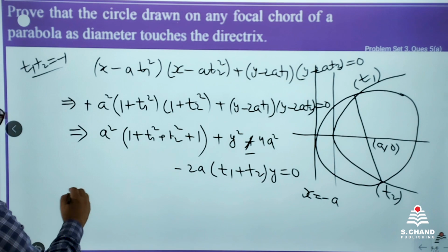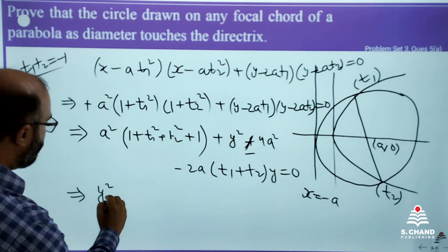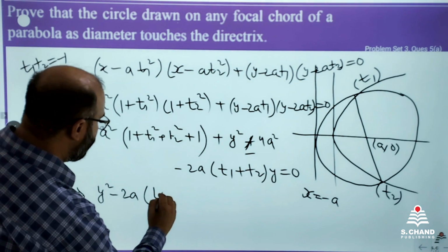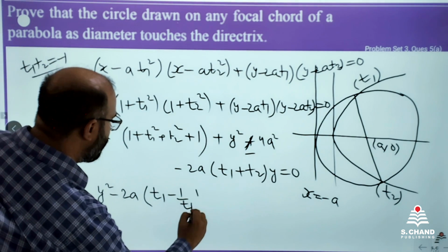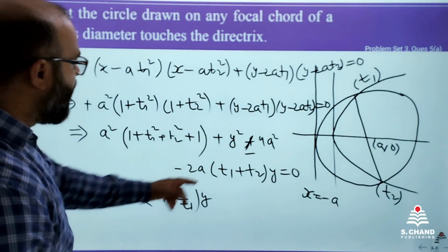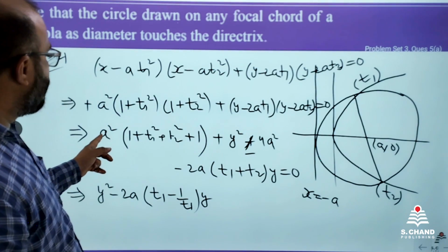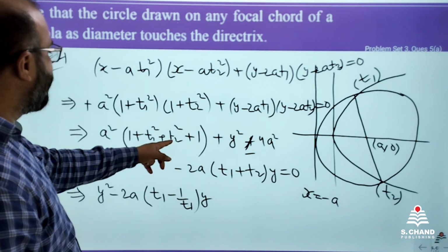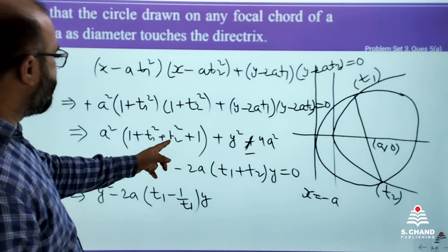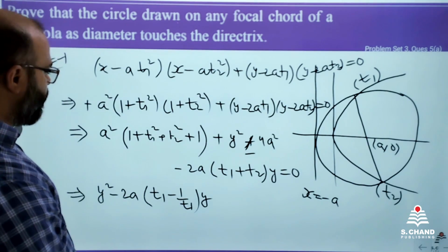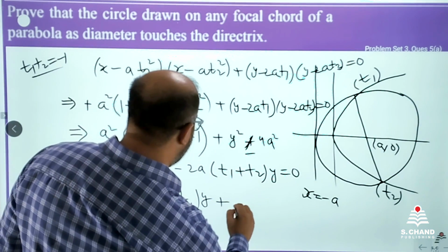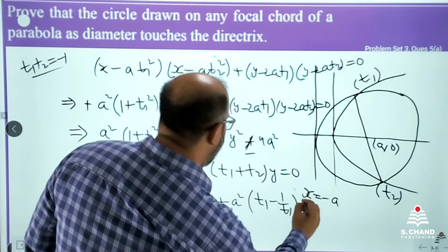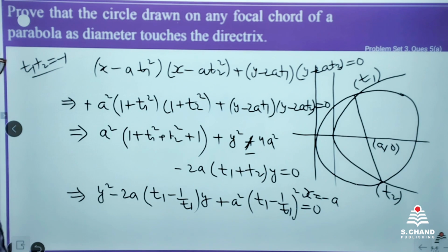Now we can write y square minus 2a(t1 minus 1 by t1) y, and then we have minus 4a square and then plus 2a square, which is minus 2a square, and t2 is equal to minus 1 by t1. So t1 square plus 1 by t1 square minus 2a square. So we can write it as a square common, and it will become a square (t1 minus 1 by t1) whole square equal to 0. This is what we are getting.